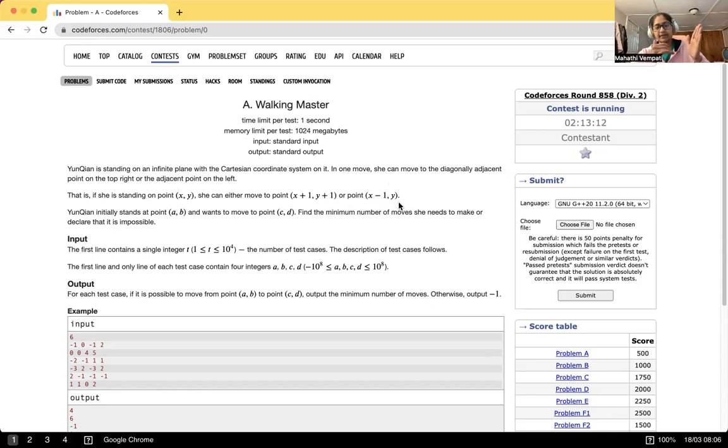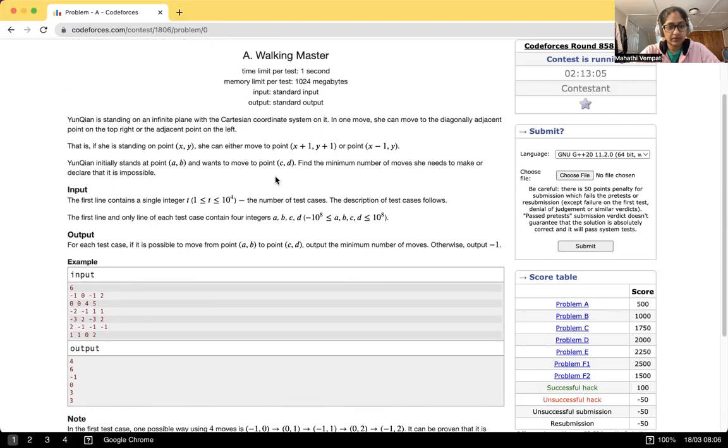Yeah, okay. Y-axis, x-axis makes sense. So y-axis remains the same, x minus 1. Okay. She stands on point (a, b) and wants to find the minimum number of moves she needs to make, or declare that it's impossible. Interesting.